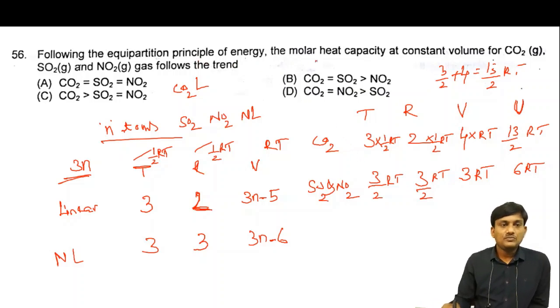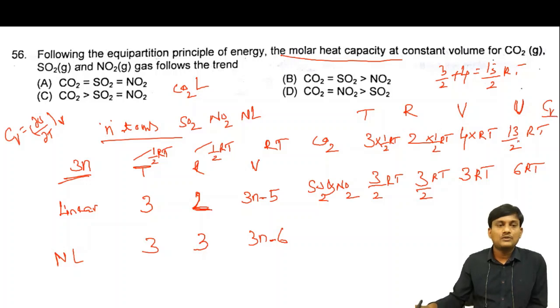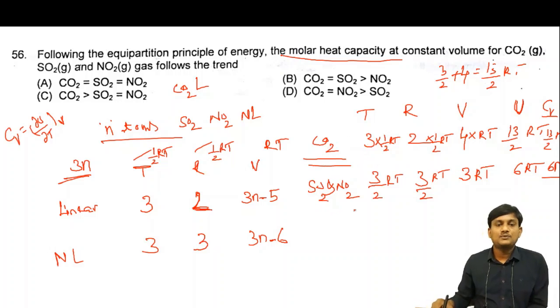Then you have to calculate molar heat capacity. We know the relation. Molar heat capacity at constant volume, Cv is equal to dou U by dou T at constant volume. If you calculate Cv, you have to differentiate with temperature. So you will get 13 by 2 R. This one will be 6 R. Which one is greater? 13 by 2 R is greater than 6 R. So Cv of CO2 is greater than SO2 and NO2. And Cv of SO2 and NO2 are equal.